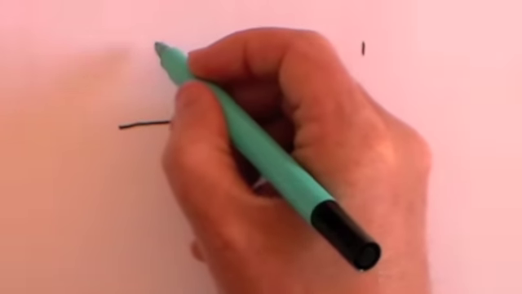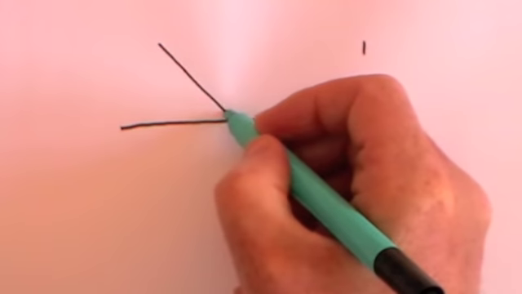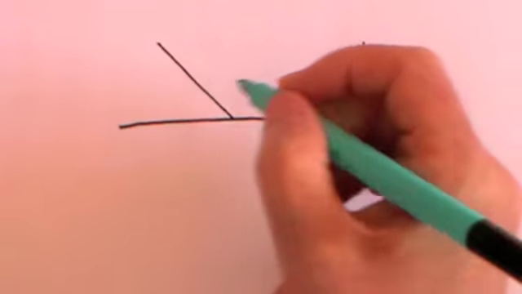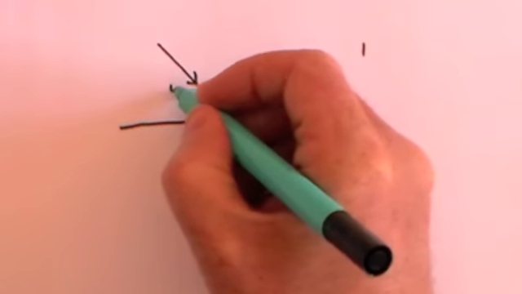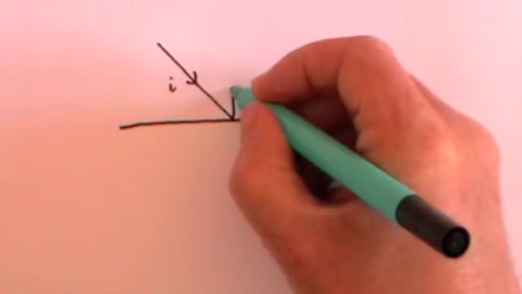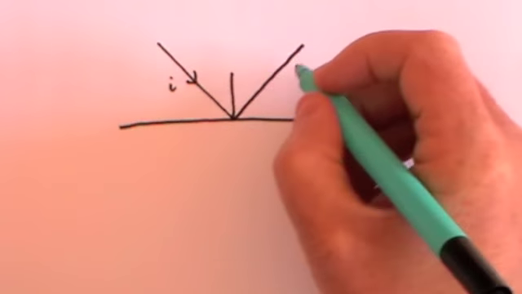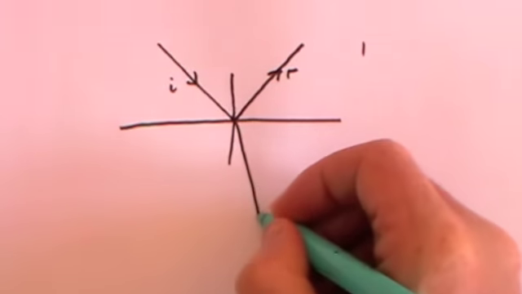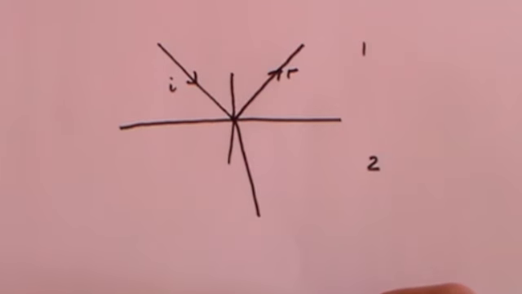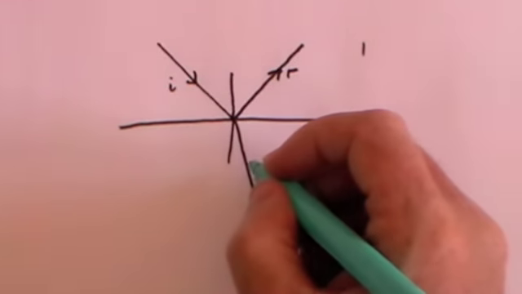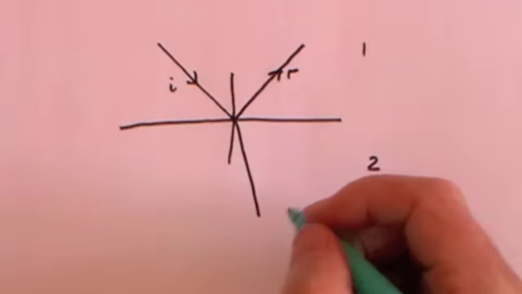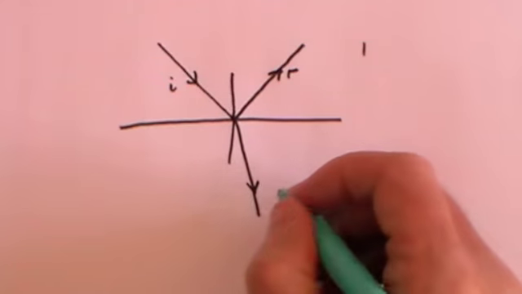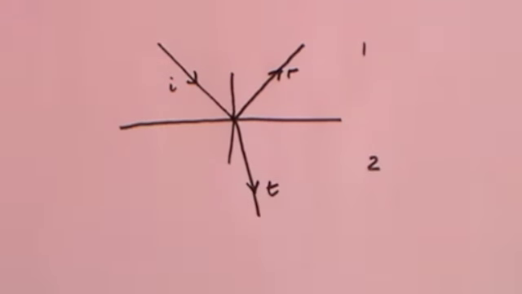And I'm going to shine in. This is now the direction of the actual light, if you like. This is the incident beam. There will be a reflected beam. And there will be a refracted beam. Now the problem with the refracted beam is that it also starts with the letter R, and we'll get confused. So I'm going to call the refracted beam the transmitted beam.